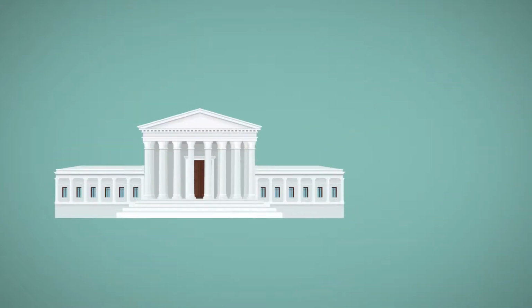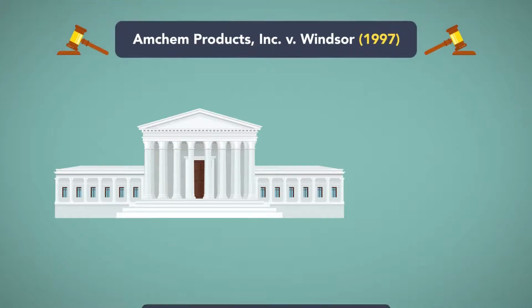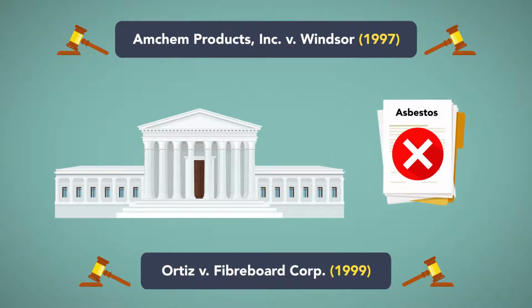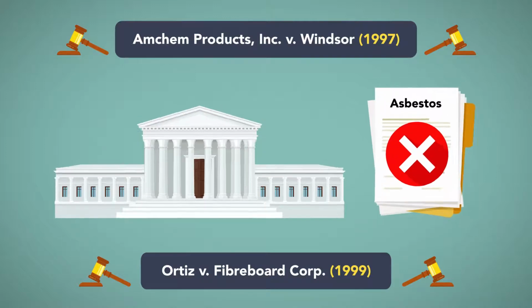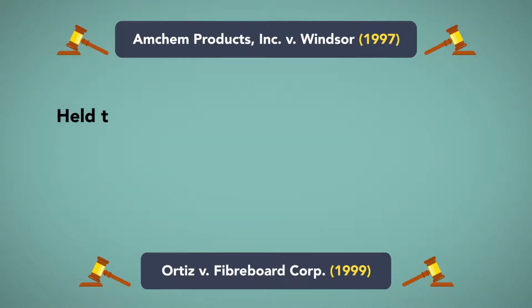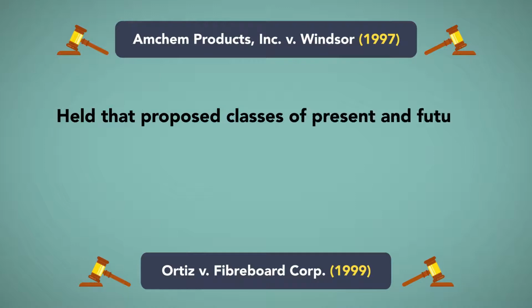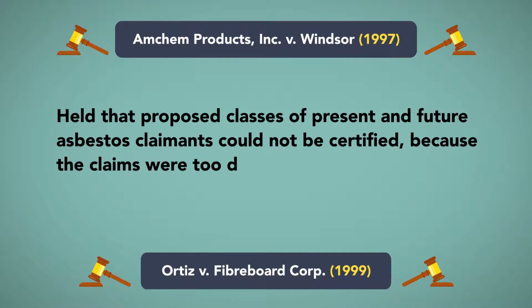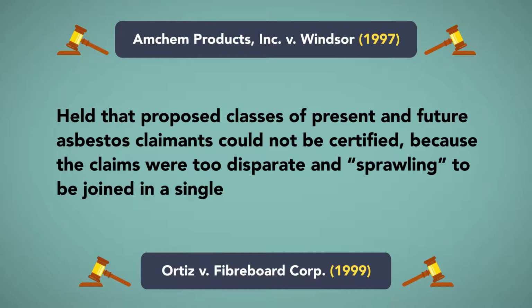In the late 1990s, the Supreme Court's decisions in Amchem Products, Inc. v. Windsor and Ortiz v. Fiberboard Corp. rejected these attempts to certify classes of large groups of victims of asbestos-related injuries and diseases. These decisions held that proposed classes of present and future asbestos claimants could not be certified because the claims were too disparate and sprawling to be joined in a single representative class action.